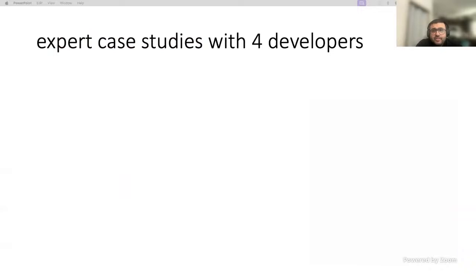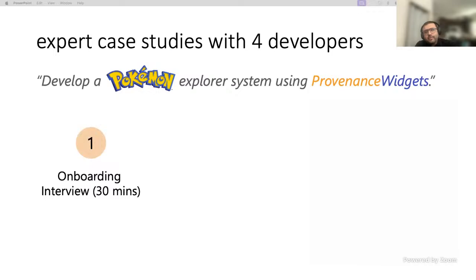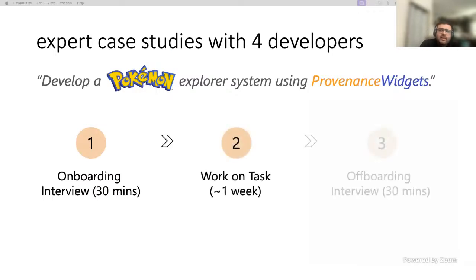For our evaluation, we conducted expert case studies with 4 developers. We tasked them to develop a Pokemon Explorer system using provenance widgets. Our study protocol included an onboarding interview to explain the task and share resources like documentation, source code, and starter code, about 1 week to work on the task, and an offboarding interview to share the developed systems and feedback.